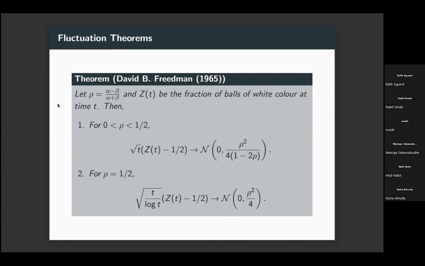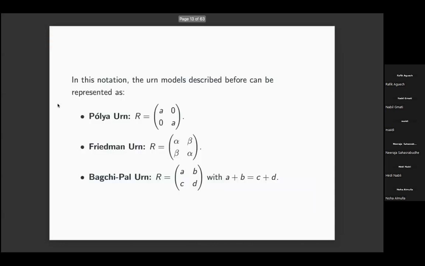Okay, so I just want to point out a couple of things here. One is that I have not said what happens for rho greater than 1/2. In that case, the limit is not Gaussian, although that result is discussed in this paper, but I just want to focus on these two for now. And I also want to say a little bit about what this rho is. If we go back to this replacement matrix, alpha, beta, beta, alpha, you realize that alpha minus beta and alpha plus beta are both eigenvalues of this matrix.